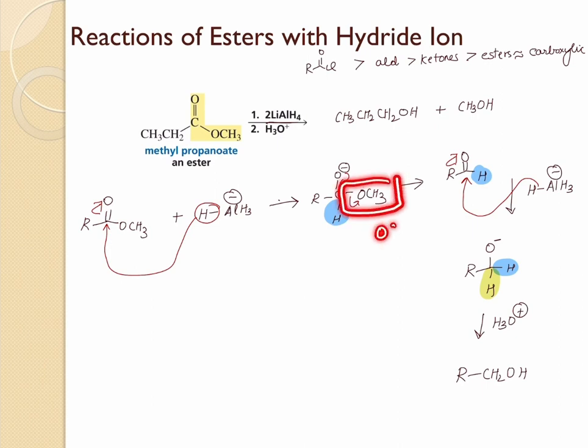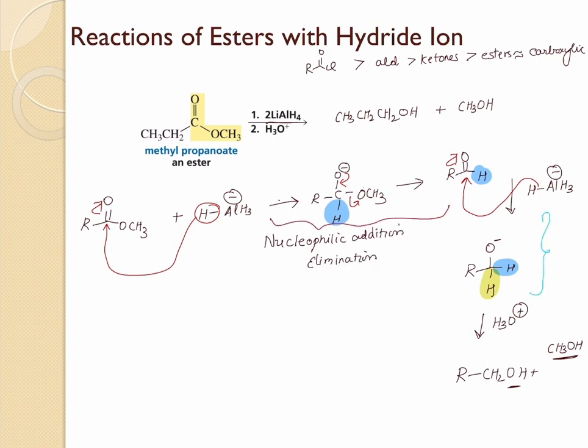This is going to get eliminated as an alkoxide ion, right? But in the presence of the protic acid, this is also going to get protonated, as methanol. So you will be having methanol and this primary alcohol. This reaction is a nucleophilic addition elimination reaction, whereas this one right here is a nucleophilic addition reaction. I'm just going to put it as NA.